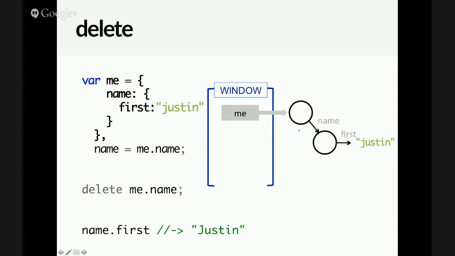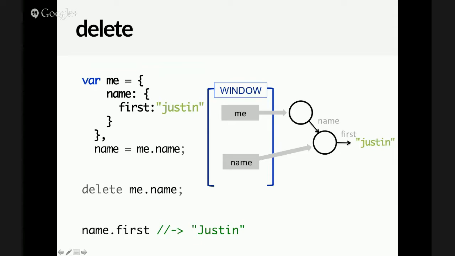So okay, that's what's set up in memory. And then we're gonna assign the name property to equal me.name. What this is gonna do is create a new variable in memory and point it at me.name. So that's what we have set up in memory. So if we call the delete operator to delete me.name, it's going to delete this property.